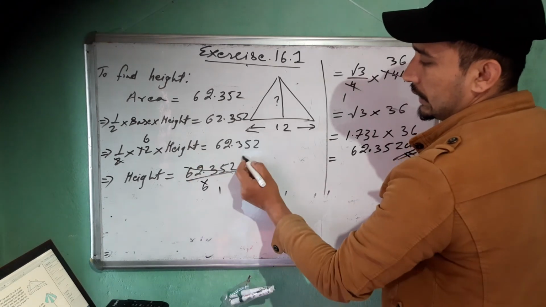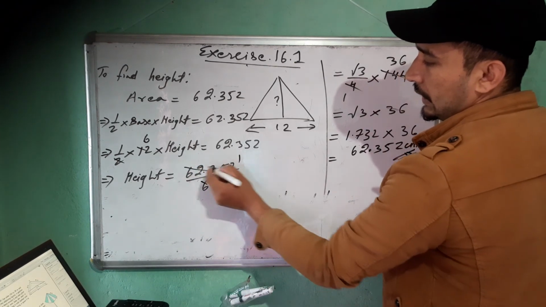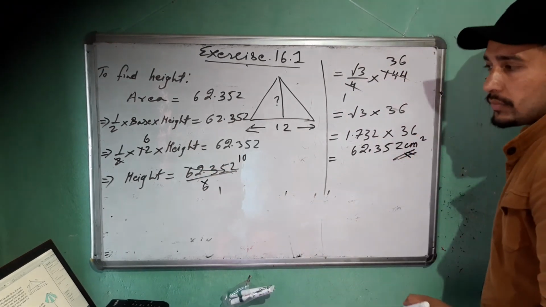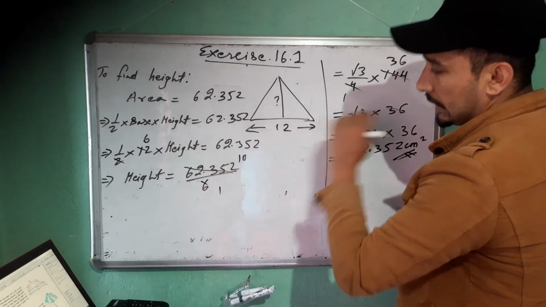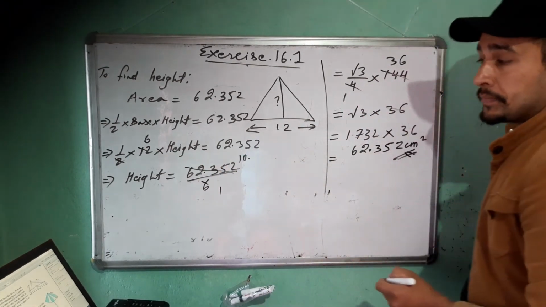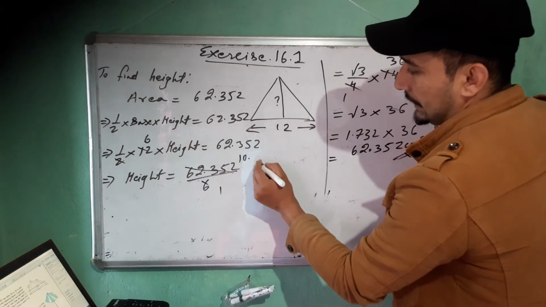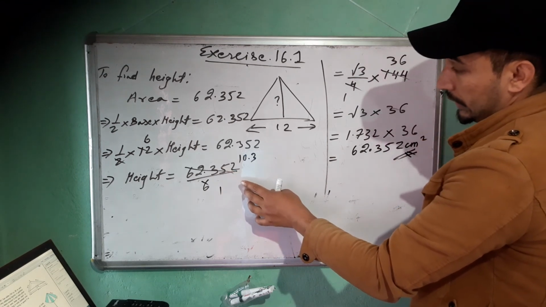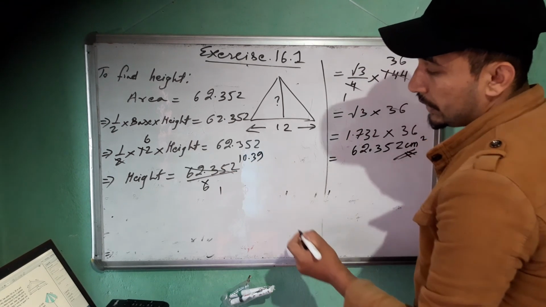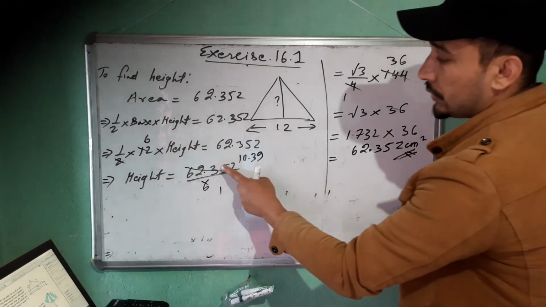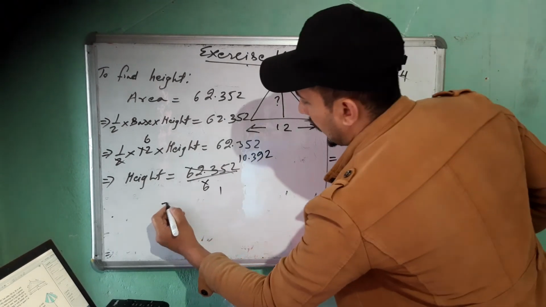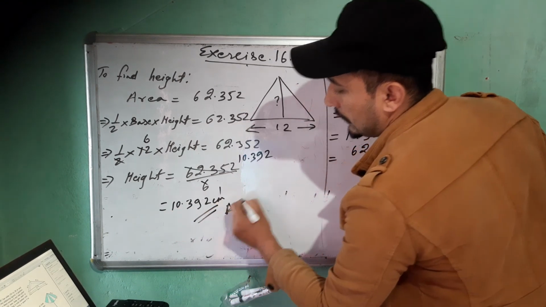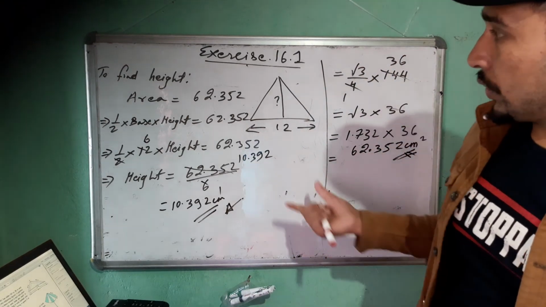6 ones are 6, 6 ones are 6. 2 you cannot divide by 6, so 0 times. Now 23 becomes 23. The point will be here only. 23: 6 3s are 18. 55: 6 8s are 48, 6 9s are 54, 1, so 1 to 12. 6 2s are 12. Height is 10.392. This is your answer, centimeter. So this was question number 8.